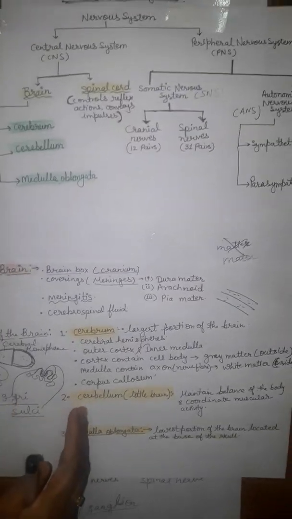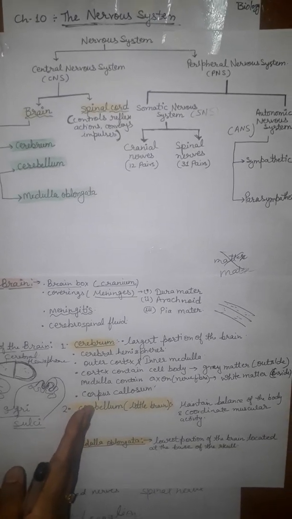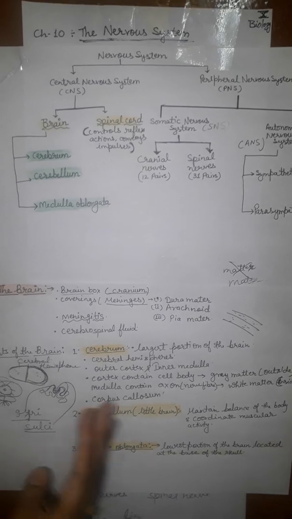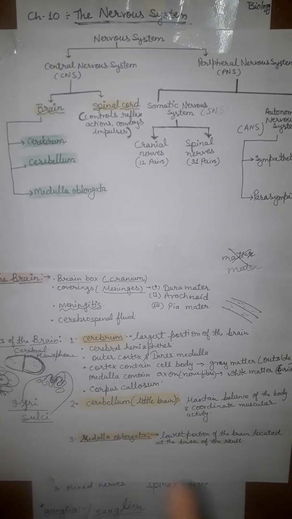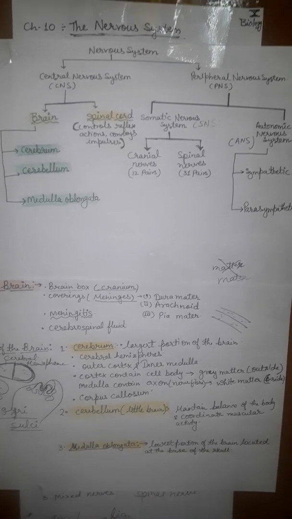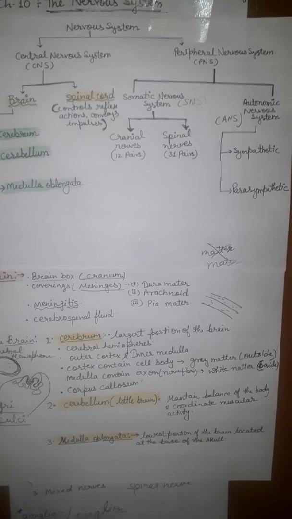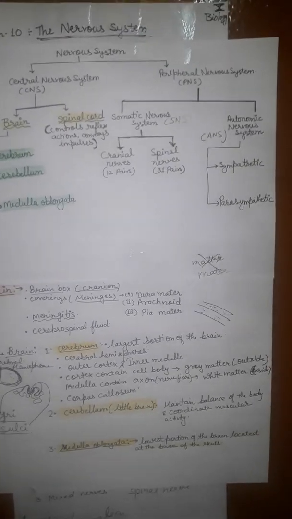It is believed that the higher number of convolutions in the human brain is due to the larger number of brain cells and hence greater intelligence. It is correlated: the more surface area, the more intelligence power. Why? The more surface area, more neurons and nerve cells are present there, so intelligence power is more.